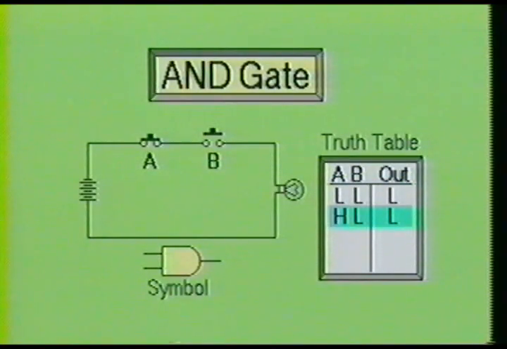Now let's energize switch A and see what happens. When the button on A is pressed, you will notice that the lamp did not turn on. Again, according to our truth table, we now have a high on A, a low on B, and a low at the output. Next, we will release the button on switch A and push in the button on switch B. Again, you will notice the lamp did not turn on. At this point, the truth table shows a low on A, a high on B, and a low at the output.